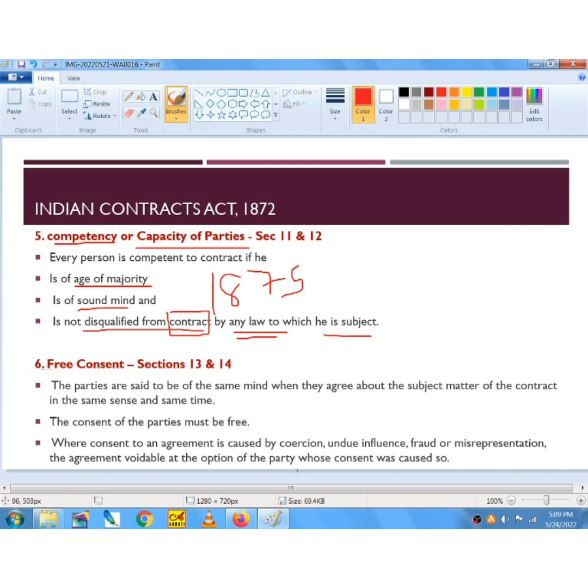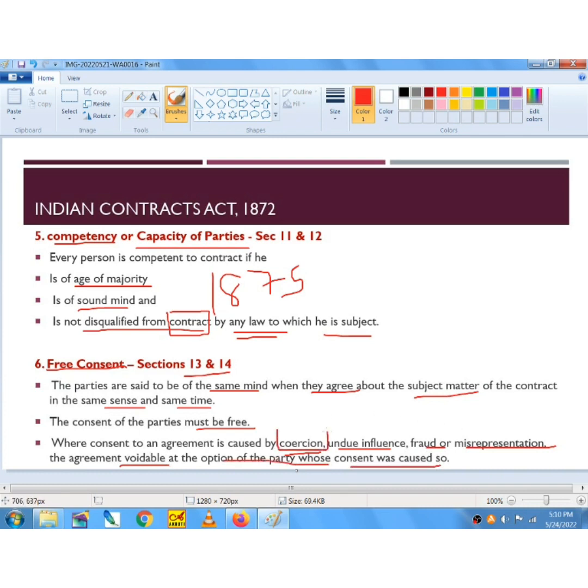Next we have the sixth essential, that is free consent, defined under section 13 and 14. The parties are said to be of same mind when they agree about the subject matter in the same sense and at the same time. The consent of parties must be free. So when the consent to an agreement is caused by coercion, undue influence, fraud or misrepresentation, the agreement is voidable at the option of the party whose consent was so caused.